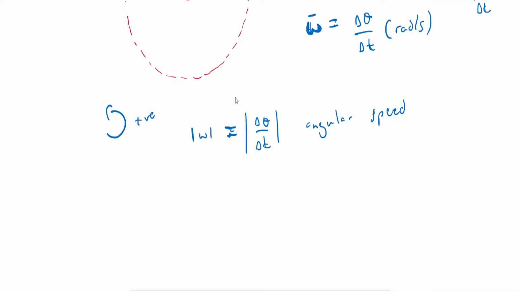Okay, I can find the instantaneous speed, which is the speed at that instant. It is given by the limit as delta t tends to 0 of delta theta over delta t. So if I take the limit very close to that instant, I'm basically going to get the instantaneous angular speed.